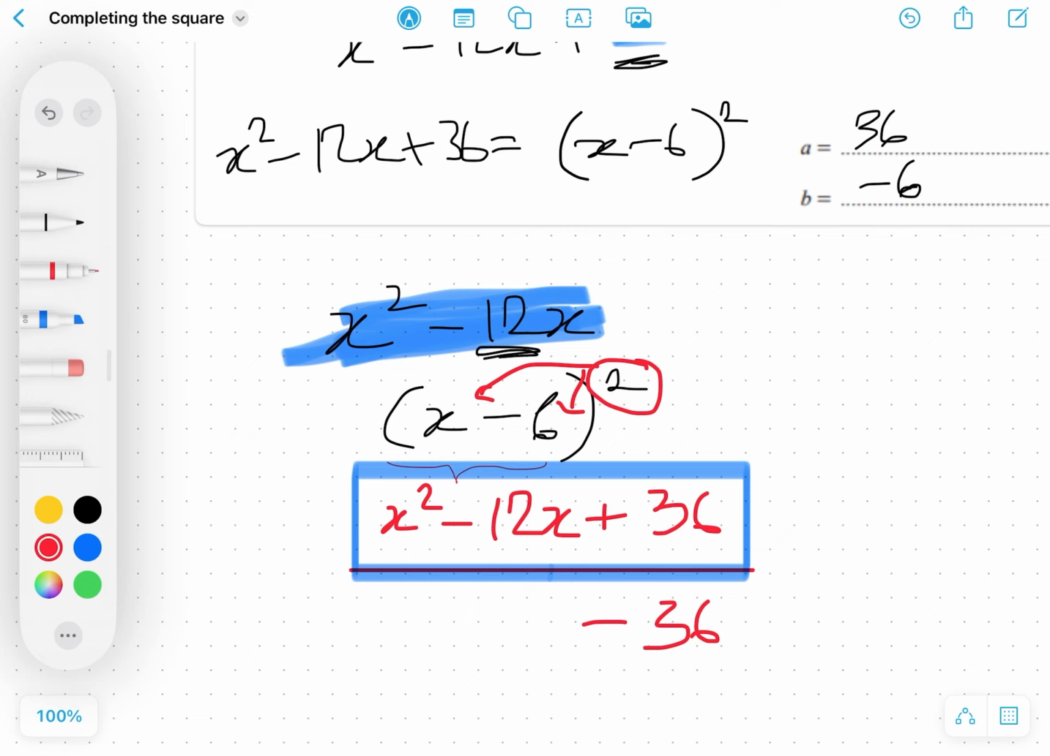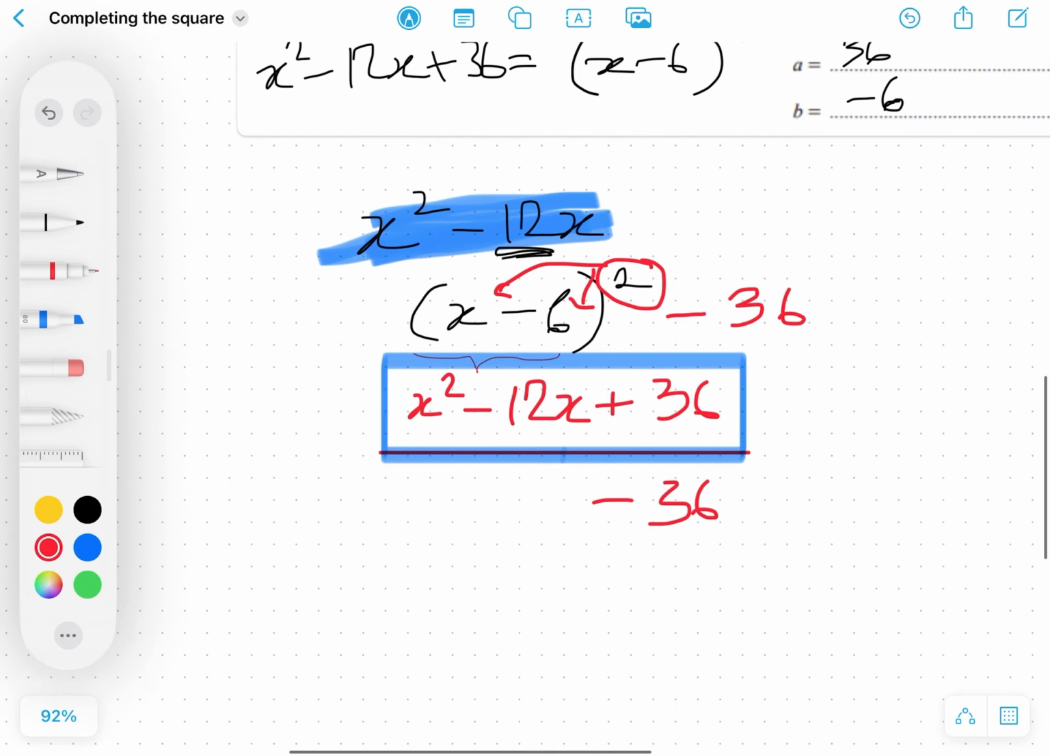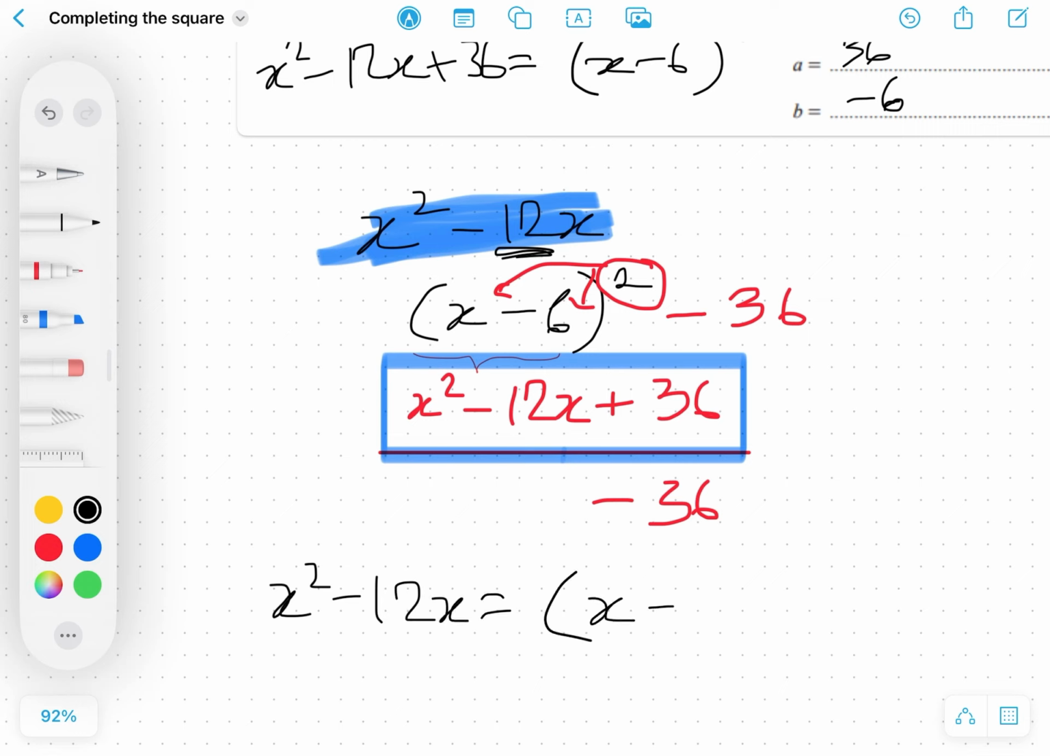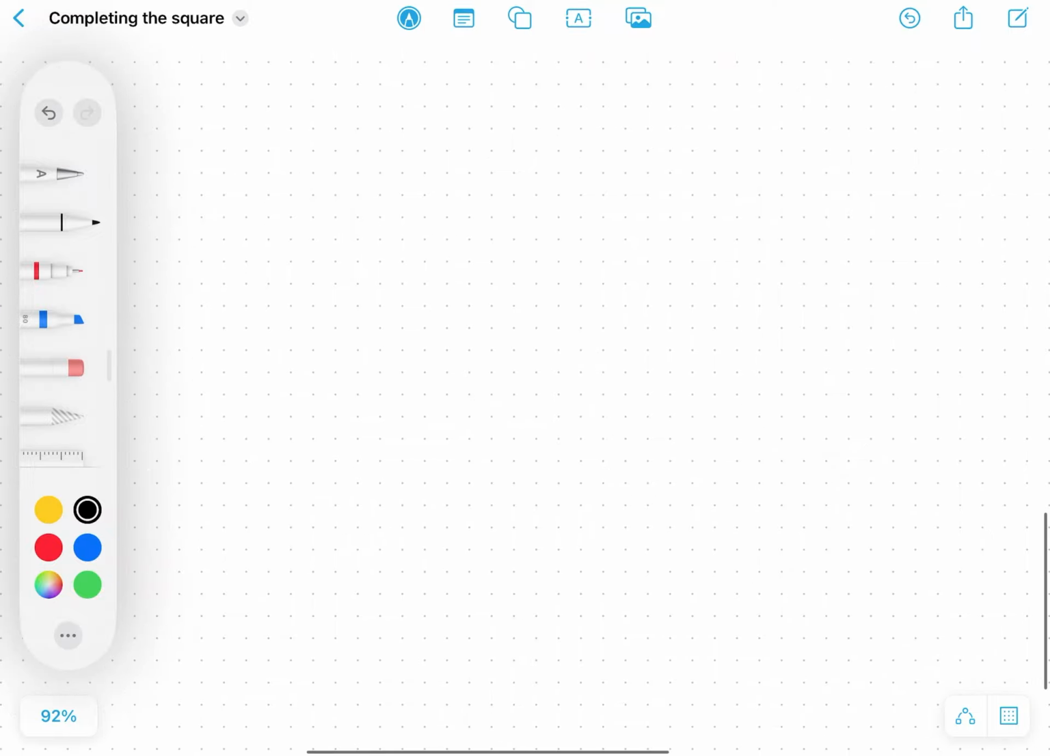So basically what we have to do to the end of this is subtract 36. So in completed square form, x squared minus 12x is equal to (x minus 6) squared minus 36. That's how you complete the square. So now let's move on to a more complicated example.